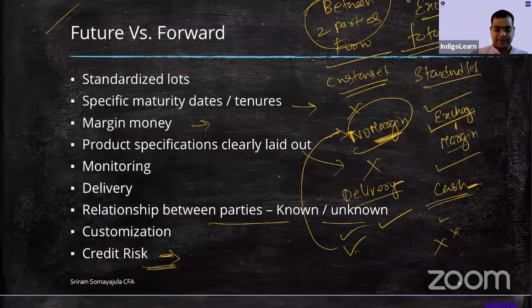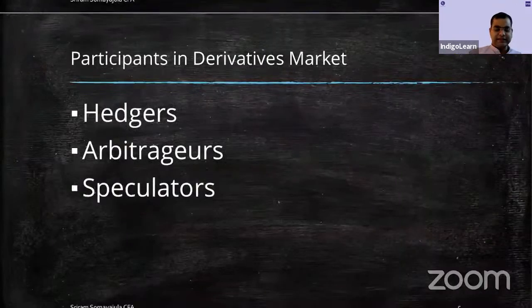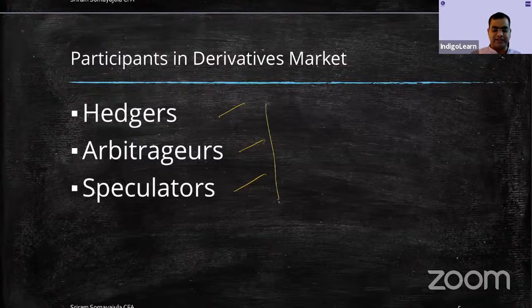Now coming to the next part. There are three kinds of players who are typically there in the derivatives market. This can be forwards, futures, options, swaps, whatever. You take any kind of derivative, there are three kinds of players: hedgers, arbitragers, speculators. Now, who are these hedgers? Hedgers are people who already have exposure.